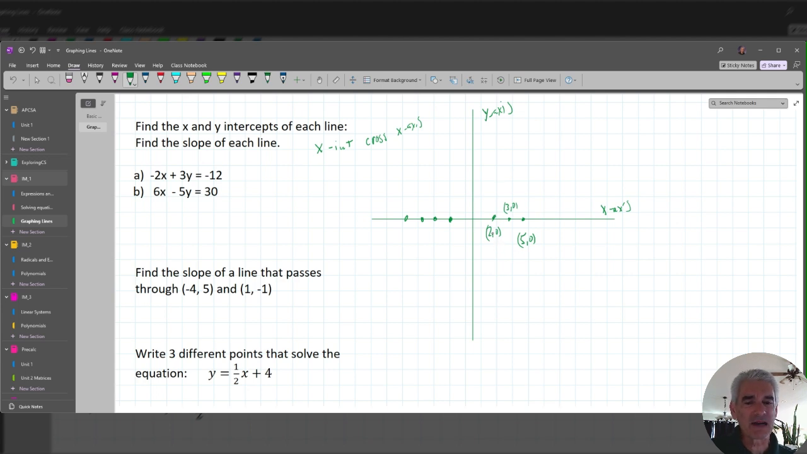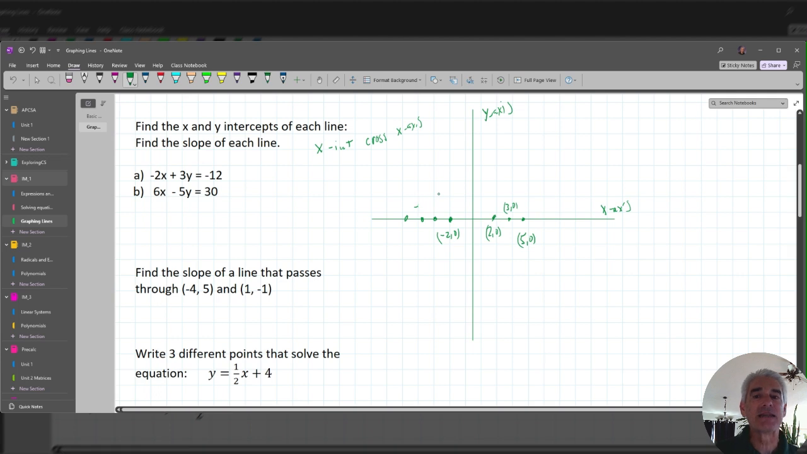What do all of these have in common? What about over here? This is negative 2 comma 0 and negative 5 comma 0. What do all of the points that are on the x-axis have in common? It's that y is 0. So using that as our starting point, I know any point that's on the x-axis has a y coordinate of 0. That gives us the strategy to plug in y equals 0 into our equation.